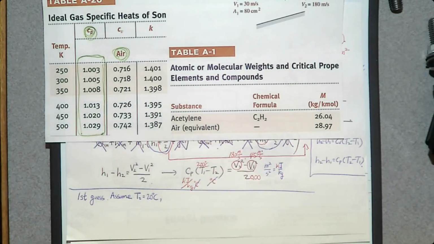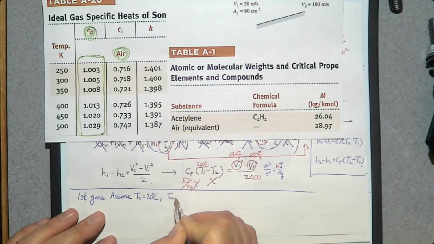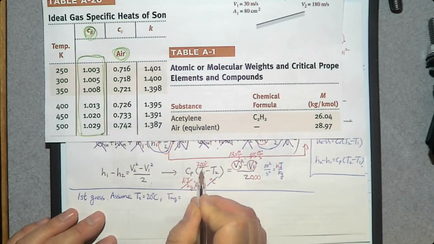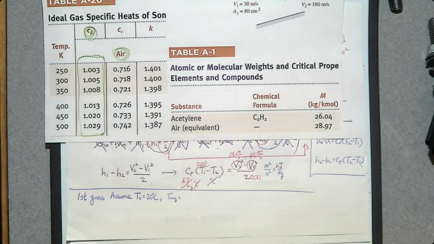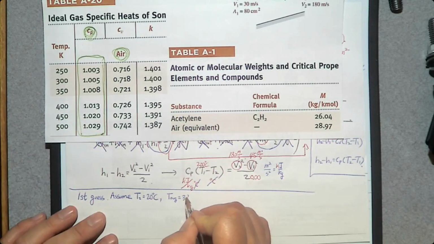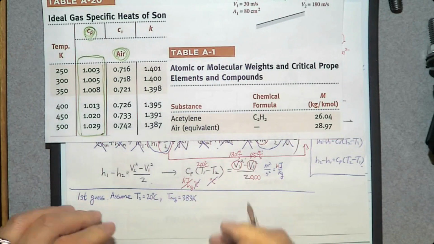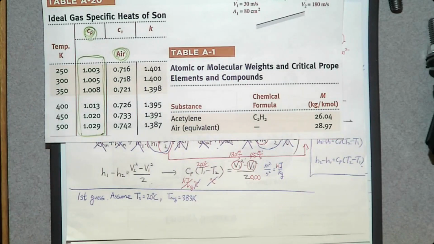Then can you determine the average temperature? Yes. 20 plus 200 divided by 2. What is the average temperature? T average is going to be 220 over 2, 110. In Kelvin, 110 plus 273, 383 Kelvin is the average temperature. So let's find the specific heat at 383. Unfortunately, we don't have 383. So what we need to do is linear interpolation.